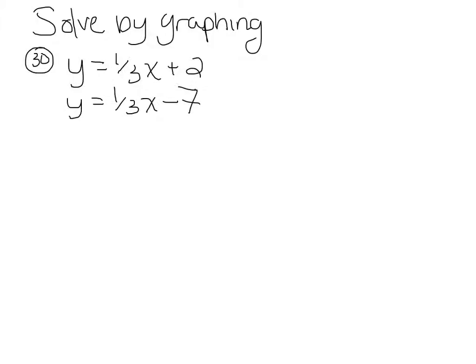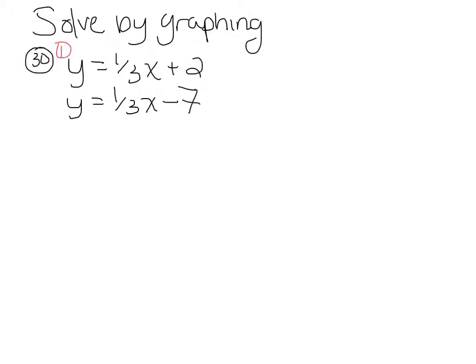Okay, and this is problem 30 from section 1.7.1. In this problem, we'll go ahead and graph these two lines and then see what happens. Now, some of you may be able to look at these and already tell what type of system it is. But if you can't, let's go ahead and graph them.